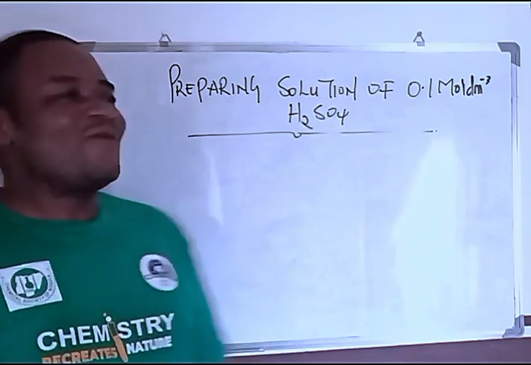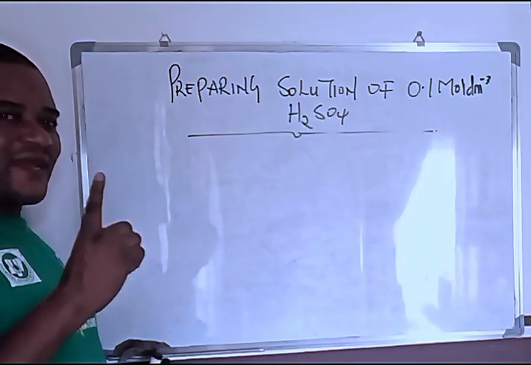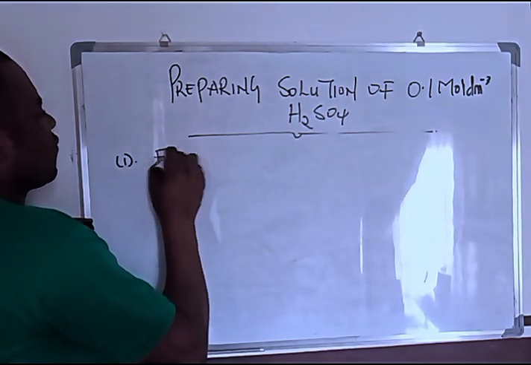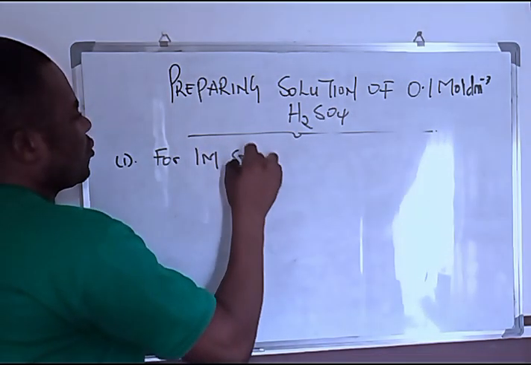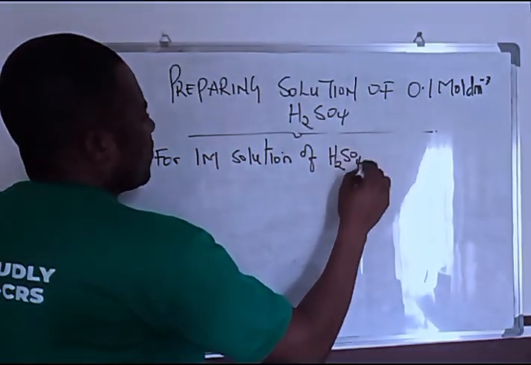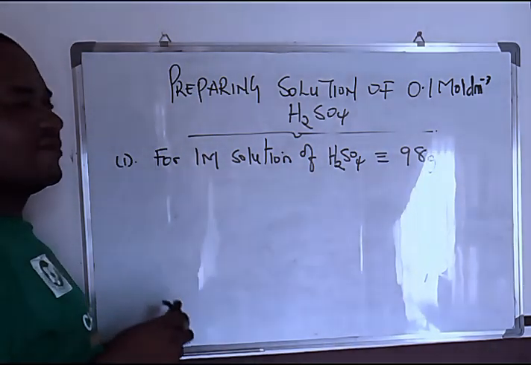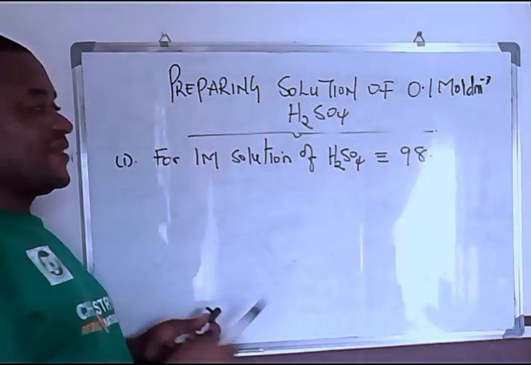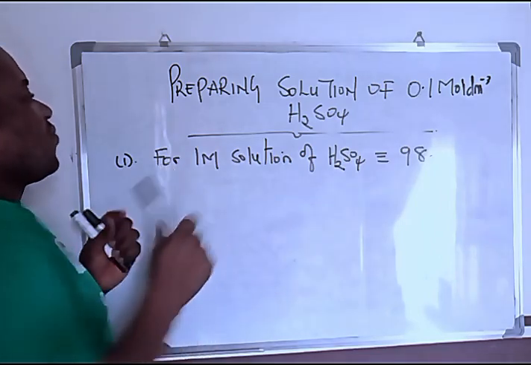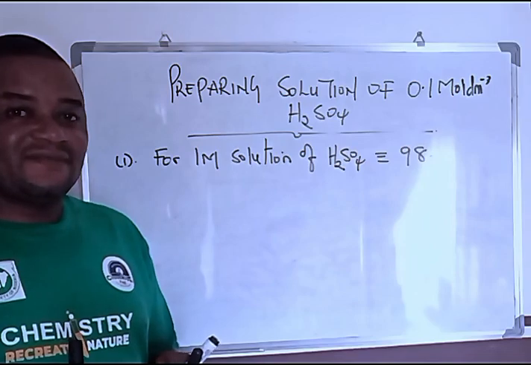Okay, I want us to know that, step 1, for 1 molar solution of H2SO4, it's 98 grams. Of course, by calculation, 98 grams is the molar mass of sulfuric acid. So for 1 molar solution of H2SO4, it's 98 grams.